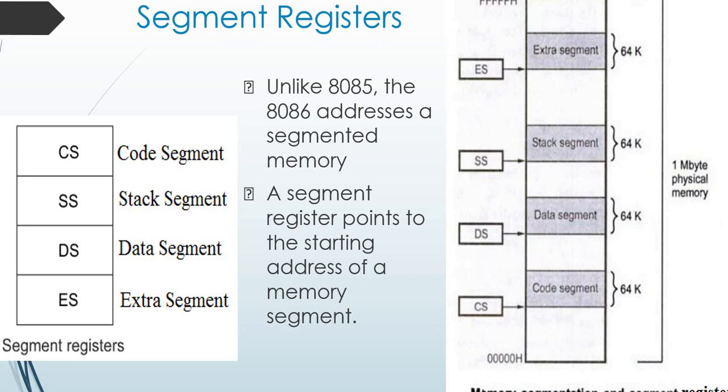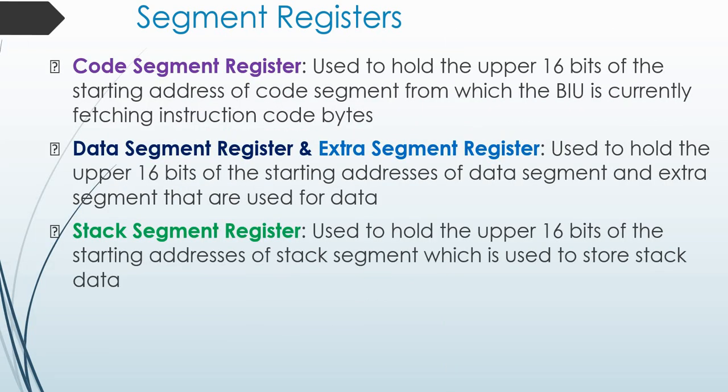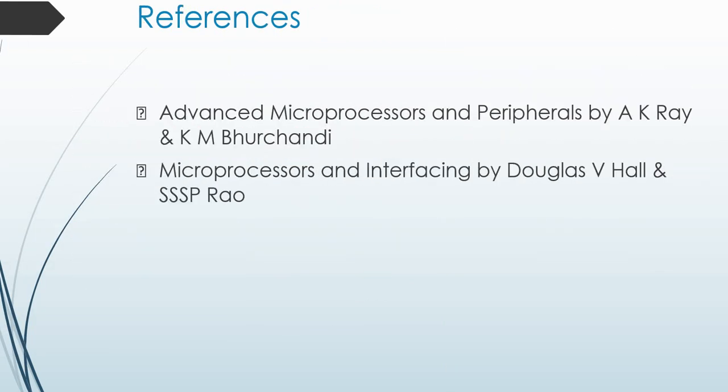Regarding segmentation, we have 1 MB memory. This 1 MB memory is divided into 16 logical segments. Each logical segment has a memory of 64 KB. Each 64 KB segment is addressed by one of 4 segment registers: the code segment, data segment, extra segment, and stack segment. So that is the use of the segment registers. These are the references for that.